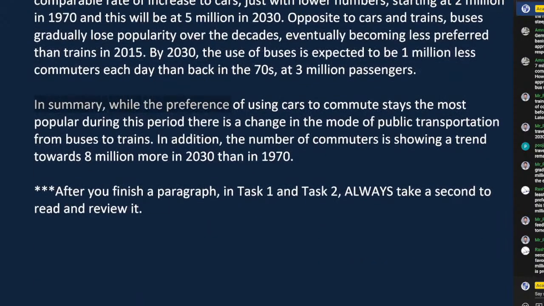In summary, while the preference of using cars to commute stays the most popular during this period, there is a change in the mode of public transportation from buses to trains. In addition, the number of commuters is showing a trend towards 8 million more in 2030 than in 1970. Ooh, all right. That is going to get you a high band score for sure.